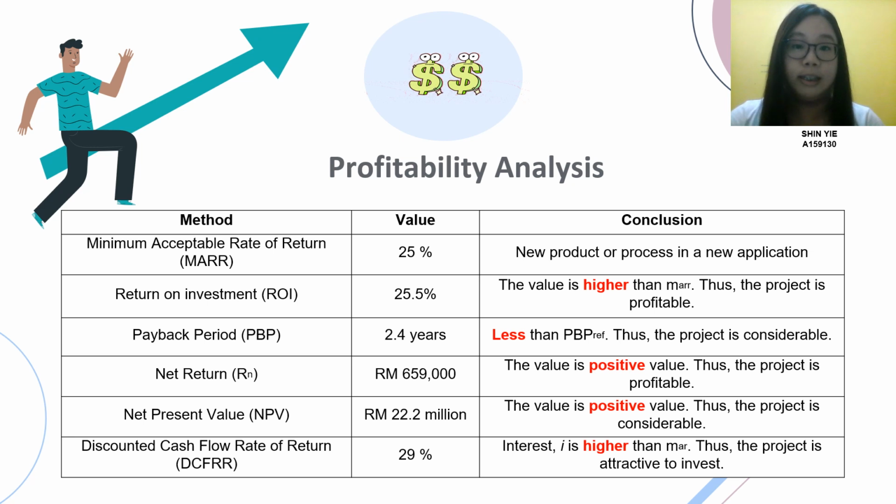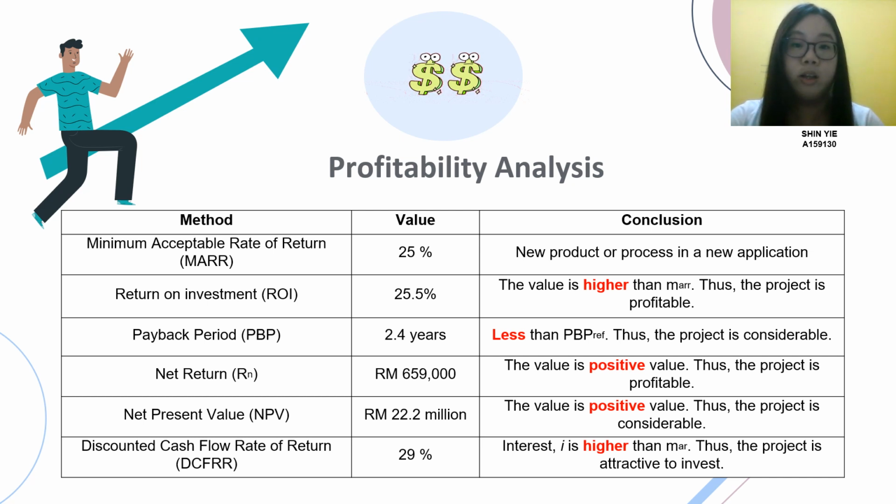In profitability analysis, there are 6 indicators which indicate whether the project is profitable or not. Firstly, the MAR depends on the type of processes and the level of risk for the project. The MAR value of 25% is chosen as the plant is a new product in the Malaysian market, to ensure safe investment as we just start our company.